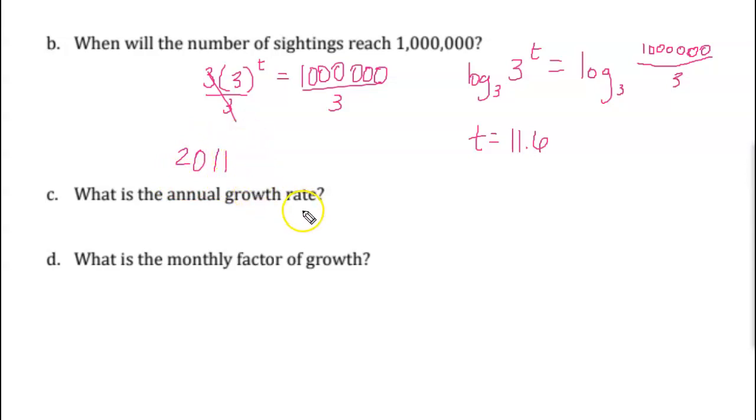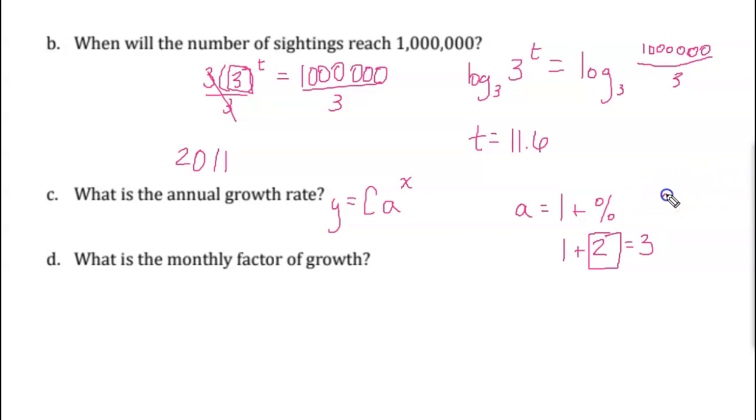So what is the annual growth rate? Remember, when we talk about growth rate in our lovely little exponential model, C times A to the X, remember A is always equal to 1 plus or minus that growth rate, that percentage. If it's growth, it's plus. So if our number inside our exponential here is 3, that would, if we're fitting this model, be 1 plus 2. That's how we would get that 3 that's in that spot right there. So that means that our growth rate is actually 200%.